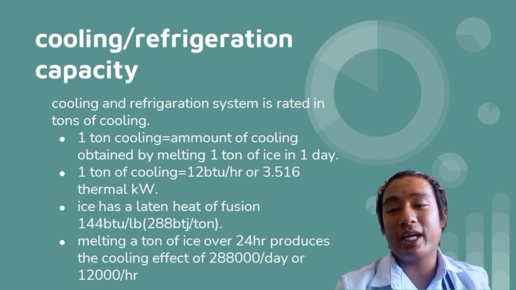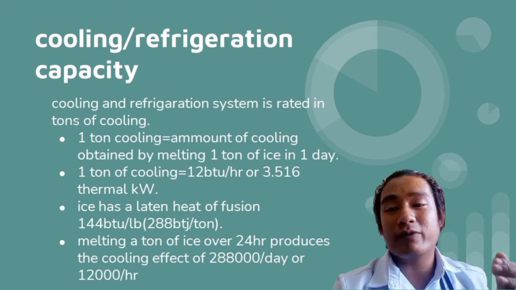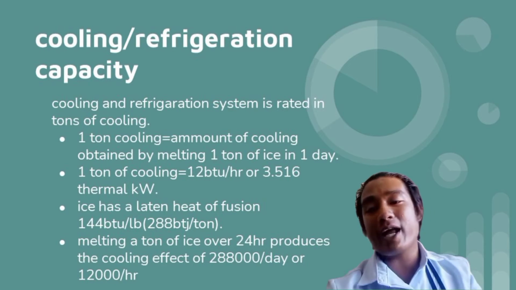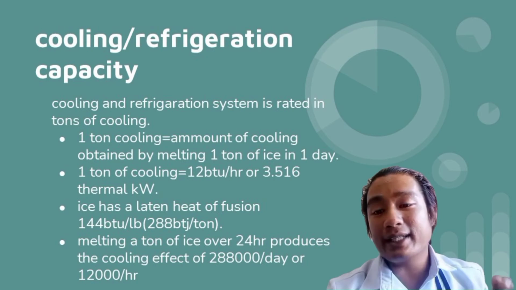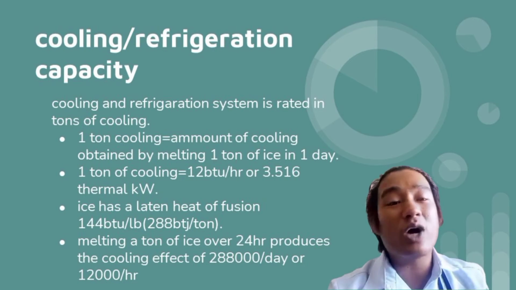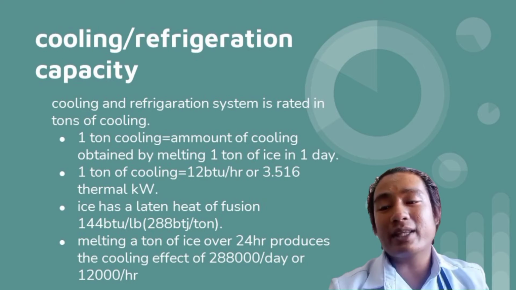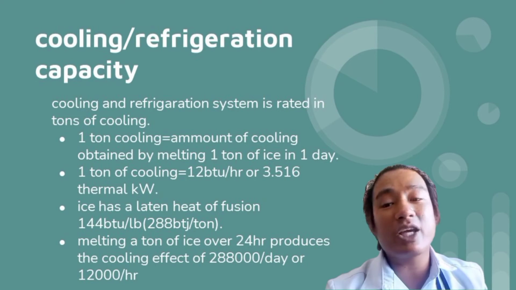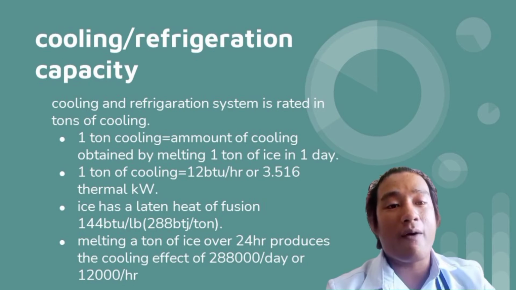Cooling refrigeration capacity. Cooling and refrigeration systems are rated in tons of cooling. One ton of cooling is the amount of cooling obtained by melting one ton of ice in one day. One ton of cooling is equivalent to 12,000 BTU per hour, or 3.560 thermal kilowatts. This unusual unit is from the day when ice was actually used for cooling. Ice has a latent heat of fusion of 144 BTU per pound, or 288,000 BTU per ton. Melting a ton of ice over a 24-hour period, or one day, produces a cooling effect of 288,000 BTU per day, or 12,000 BTU per hour.